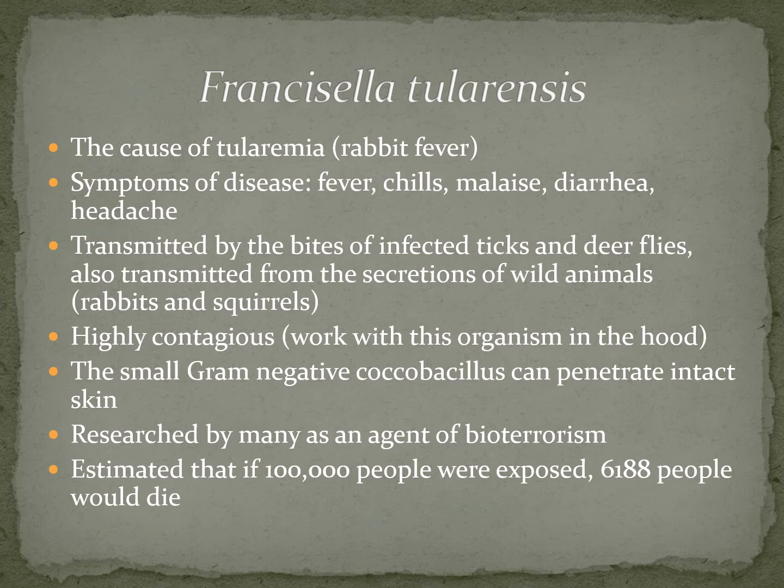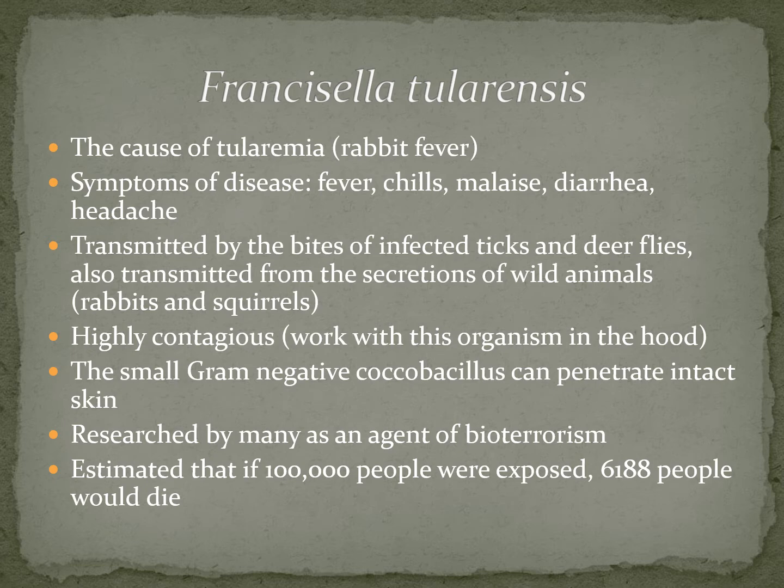Francisella tularensis is considered a select agent, Class A biological agent. Remember, Class A biological agents cause more mortality than the Class B select agents. Francisella tularensis causes a disease known as tularemia, and sometimes that's referred to as rabbit fever or lemming fever. Some symptoms of the disease would be fever. It is a febrile type of organism, causes a fever. It also will cause chills, malaise, diarrhea, and headache.